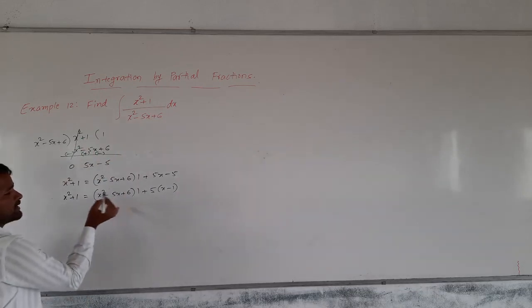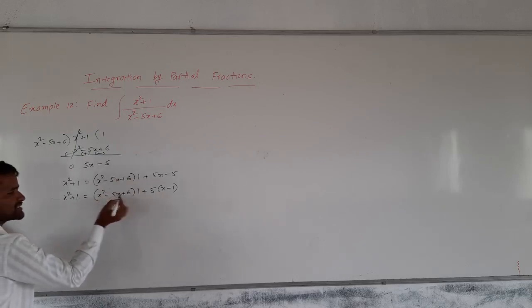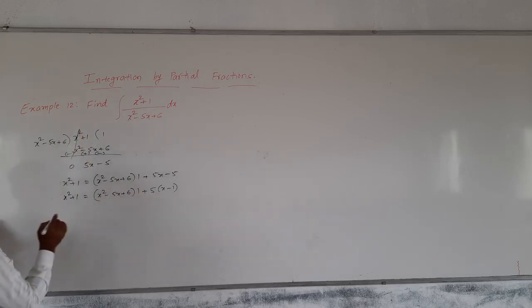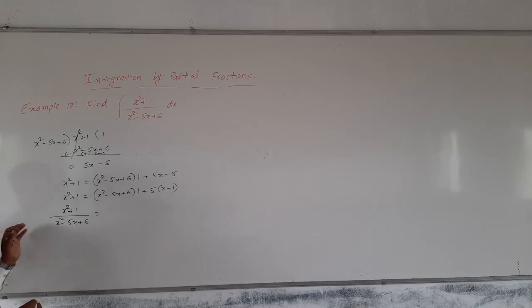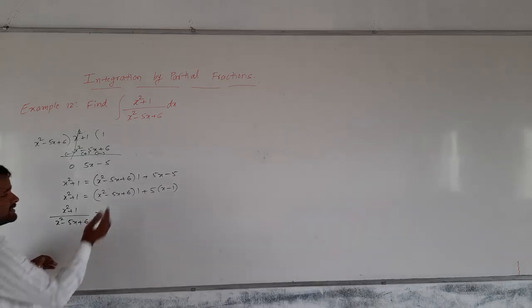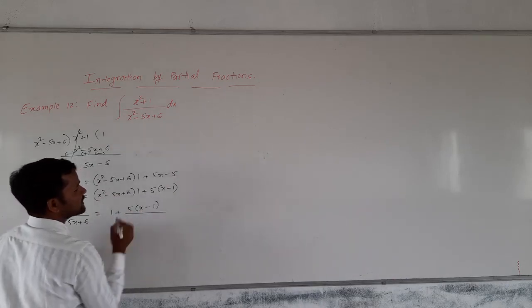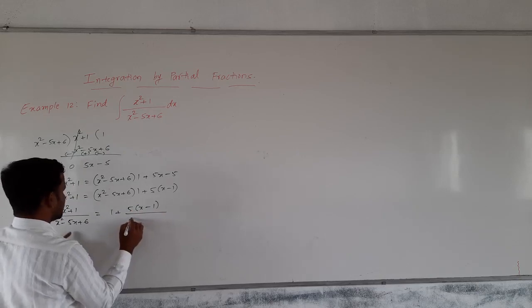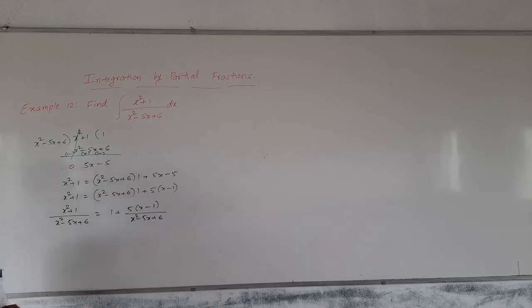So I want to divide throughout the equation by x square minus 5x plus 6, to get that function: x square plus 1 by x square minus 5x plus 6. Here it cancels, giving 1 plus 5 into x minus 1 by x square minus 5x plus 6. See, we are simplifying the given function.